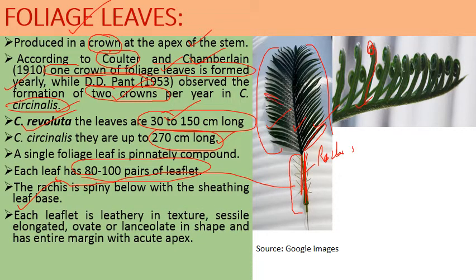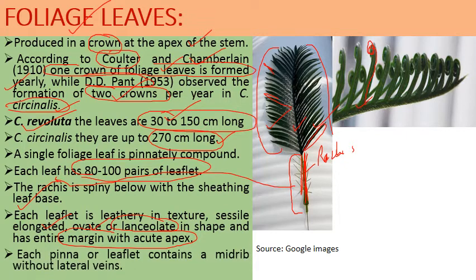जो लीफलेट है, it is leathery in texture, and it is sessile, means it doesn't bear any sort of stalk-like structure or petiole-like structure. Sessile है, elongated है, ovate है, and lanceolate. Lanceolate means knife-like in shape, and has entire margin with acute apex. So इसका जो apex है, that is conical, sharp apex होता है इसका. And each pinna of leaflet contains a midrib. इसमें एक midrib present होता है हर पिन्ना में, without lateral veins. Lateral veins are absent.